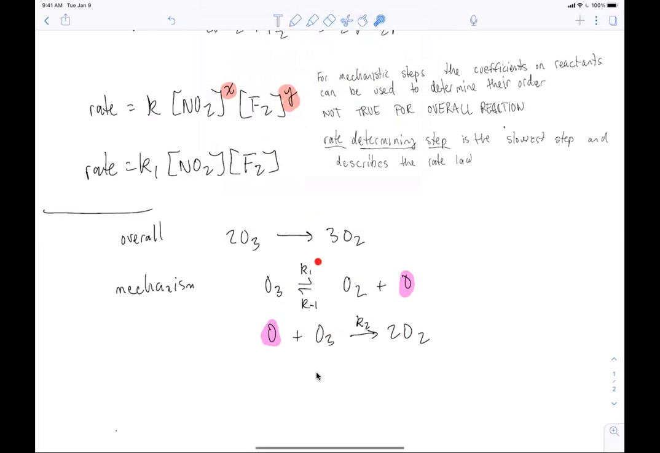But the weird thing here, the new thing, is that we have now introduced these equilibrium arrows.